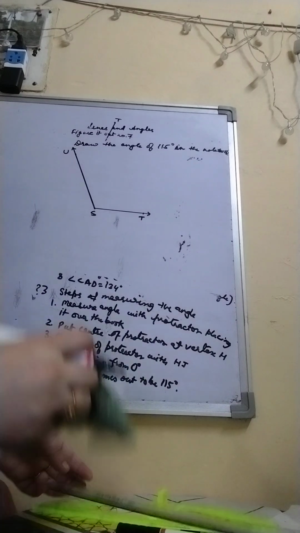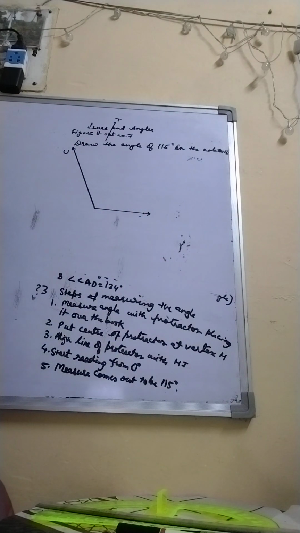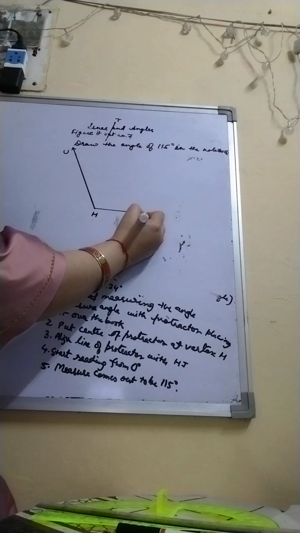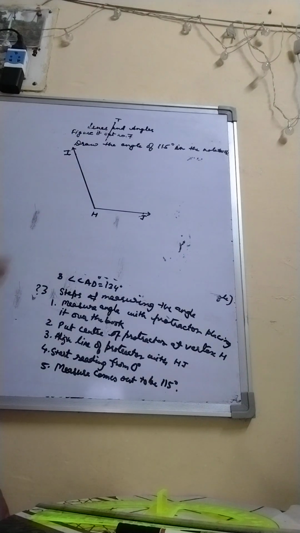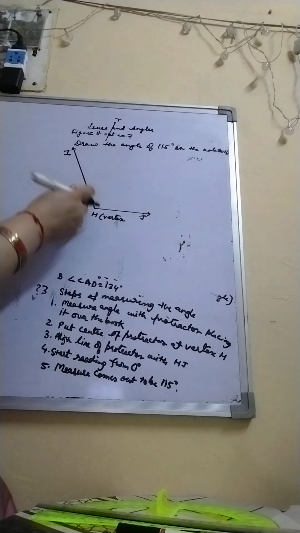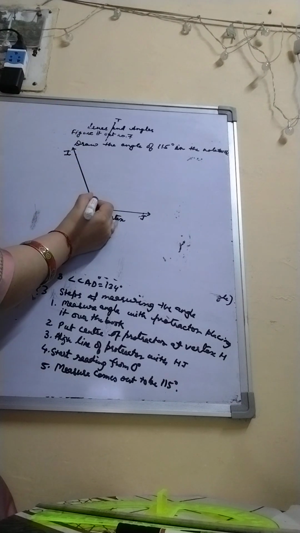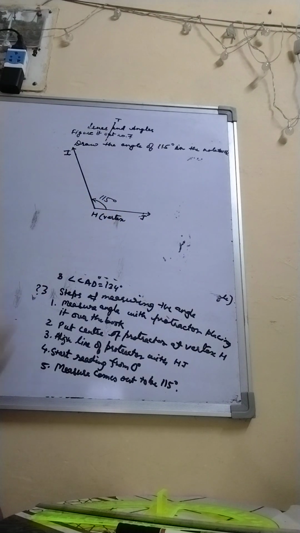Sorry, just a minute. You have to take the vertex same as given in the book. So you would write H, J and I. This was a mistake, so just rectify the mistake. The vertex is H, one arm is HJ and the other arm is HI. So now my turning of angle is 115 degree.